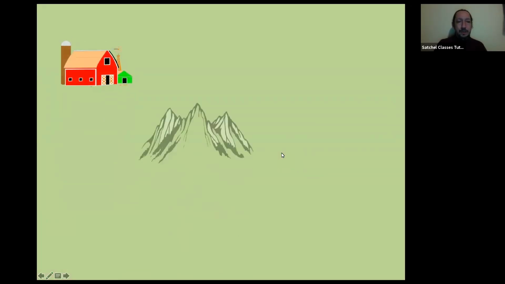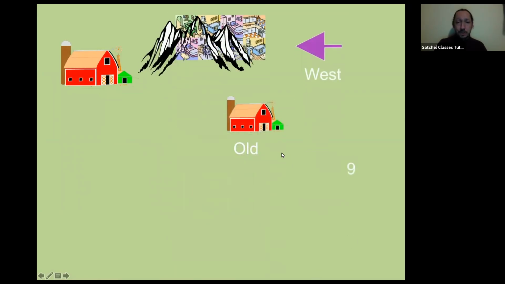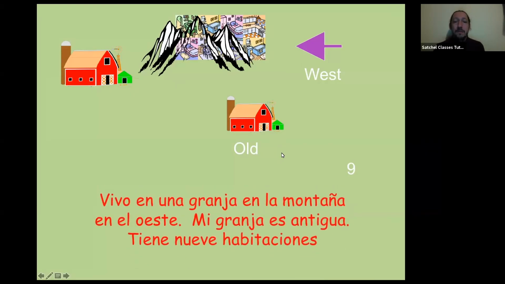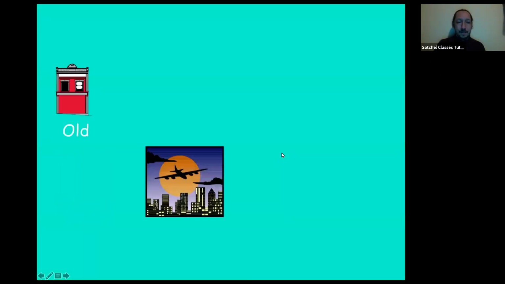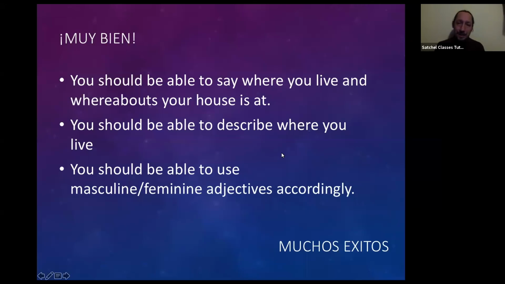What about this one? We have a farm in the mountains on the west. It's old and it has 9 rooms. Well, vivo en una granja en la montaña en el oeste. Mi granja es antigua y tiene 9 habitaciones. I'm just going to skip some of these sentences. Feel free to come back anytime because you'll be able to revise these ones.